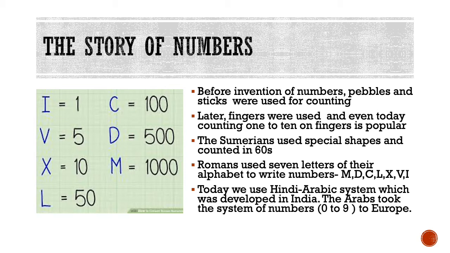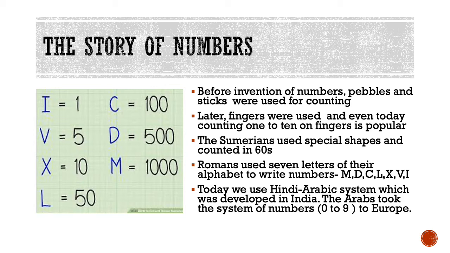The number system we use today is called the Hindu Arabic system. This system was developed in India, and the concept of zero was also discovered in India. So, in the picture, 1, 5, 10, 50, 100, 500, and 1000 represent Hindu Arabic numbers. The Arabs took this system of numbers, that is numbers from 0 to 9, to Europe, and slowly the whole world started using this system.